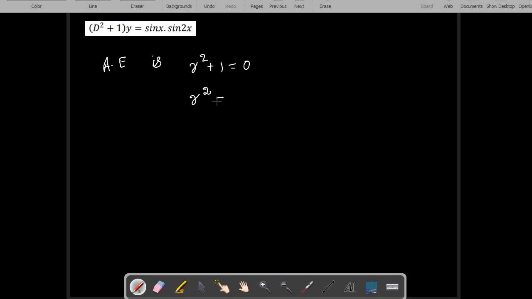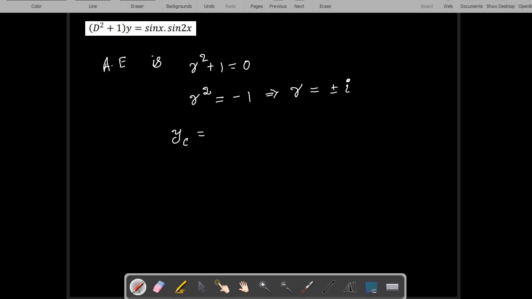We know this one can be rewritten as r square equals -1. So this implies r equals plus or minus i. So we got complex roots. So now we can write the complementary function.